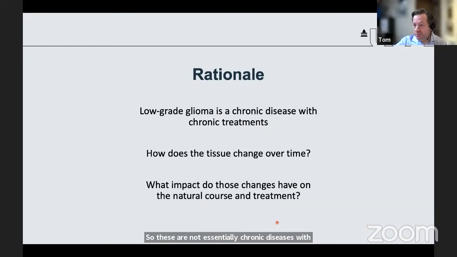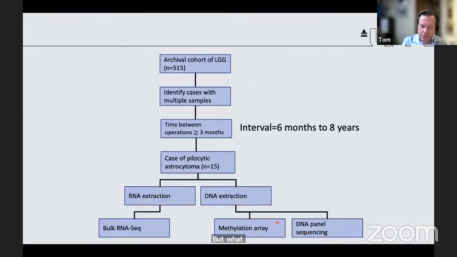What they don't do, or at least it's not well described, is take off and gain additional mutations. But what impact do the changes they do have in their tissue have on their natural course and treatment? So we went from our archival cohort to identify cases where there had been multiple samples more than 3 months apart, with a range between 6 months and 8 years, and molecularly profiled them in a paired manner to ask what happens with the passage of time in these tumours.